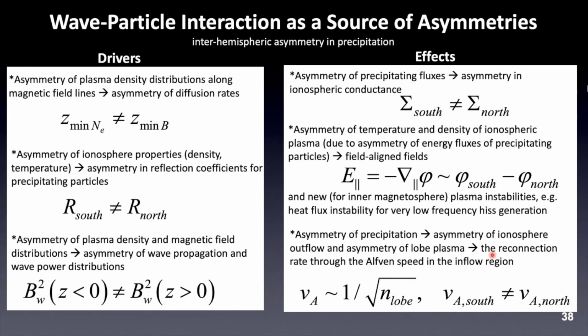Actually, the spacecraft observations have shown evidence of this interhemispheric asymmetry in the ionospheric outflows, as observed in the plasma lobes. But this effect, as I said, has not been included into the magnetotail reconnection simulations. This is one potential aspect that we can improve on.